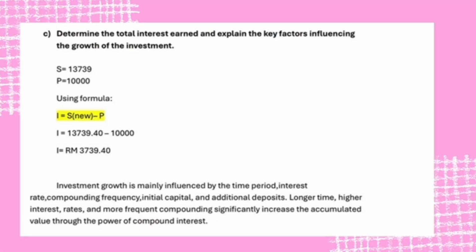So for question C, we use the new S, which is 13,739.40, and P is 10,000. We're using the formula I equals S minus P. So we get 13,739.40 minus 10,000, and then we get 3,739.40 ringgit. So the conclusion is investment growth is mainly influenced by the time period, interest rate, compounding frequency, initial capital, and additional deposits. Longer time, higher interest rates, and more frequent compounding significantly increase the accumulated value through the power of compound interest.